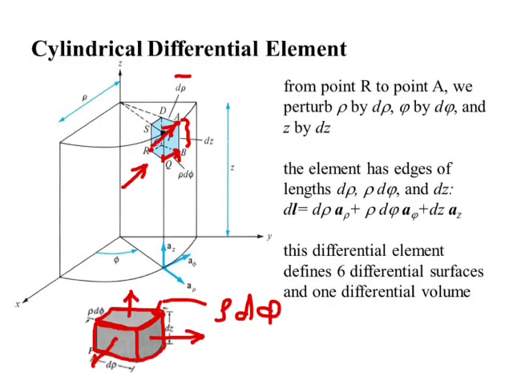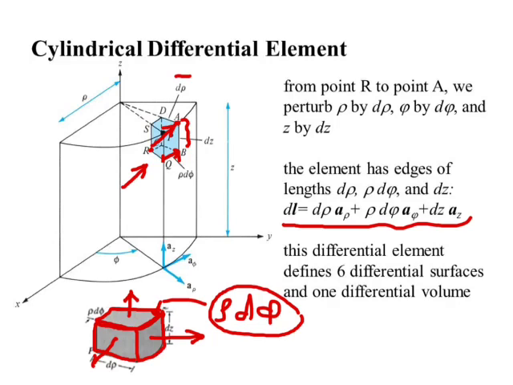So, as I said, if you move from point R to a point which is very close to it, point A, so it's a differential element, we perturb rho by d rho, we perturb phi by d phi, we perturb z by dz. The length perturbation corresponding to d phi, as I stressed earlier, is rho d phi. This is coming from the fact that the arc corresponding to a small angle d phi is equal to the radius multiplied by d phi. While for dz and d rho, because they are lengths, there is no problem. So the length vector pointing from R to A is given by this length vector here.